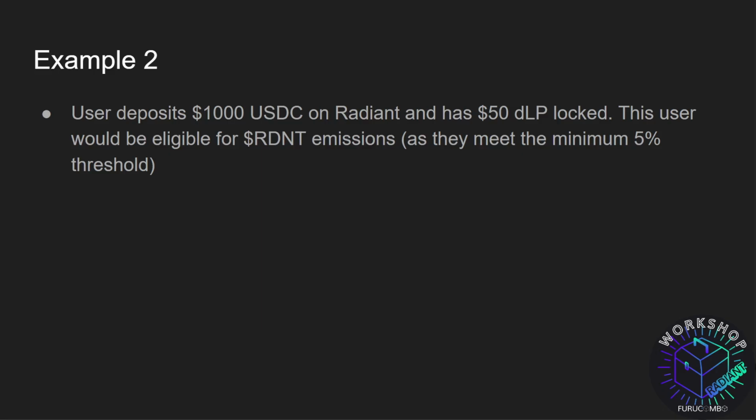So if you, again, deposit 10,000, you're going to need 500 minimum DLP locked, but also make sure that the DLP percentage can change based on price fluctuation. So if you have $500 in DLP locked and the market goes down 10%, you no longer have that 5%.